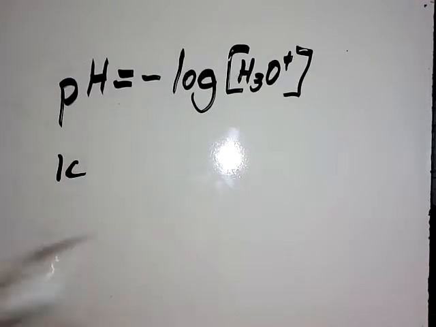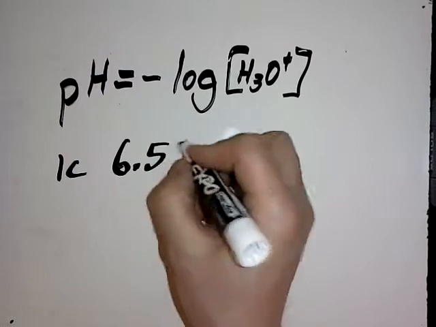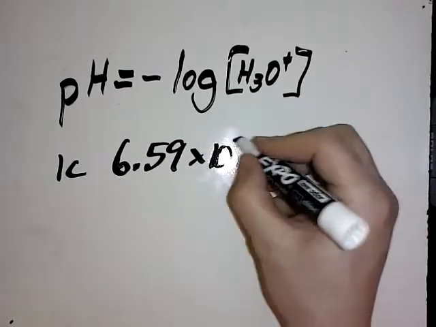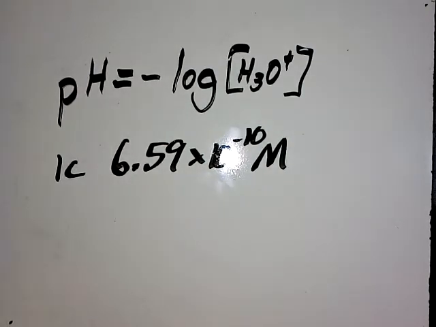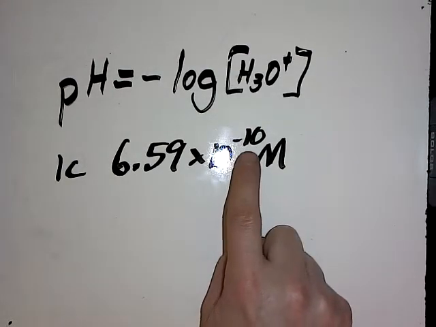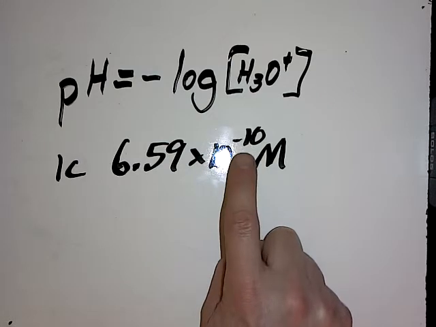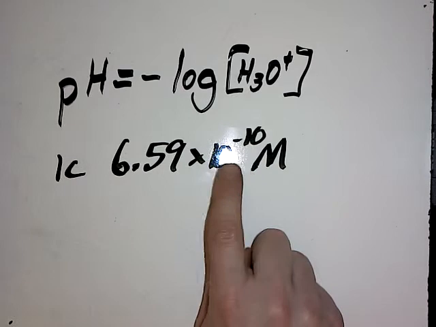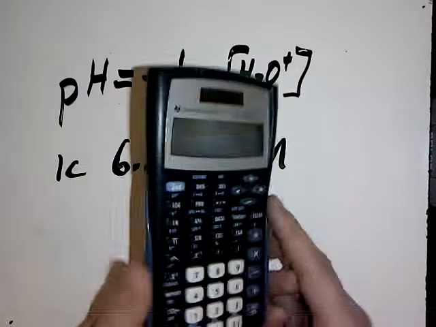Okay. 1C tells us that our hydrogen concentration is 6.59 times 10 to the negative 10 molar. Now that's not a quick, easy number. I can't do that one in my head. The fact that it's to the negative 10 tells me that the pH is going to be somewhere around 9 or 10, maybe 11. It at least tells me what kind of ballpark I'm going to be in, but I need an exact number. So I'm going to do exactly what we did a minute ago.